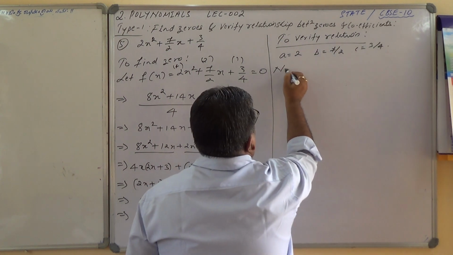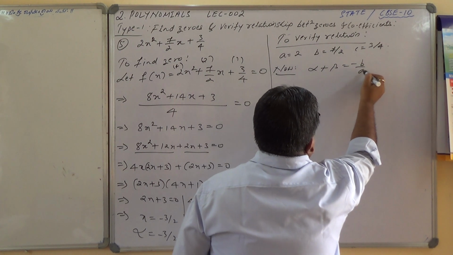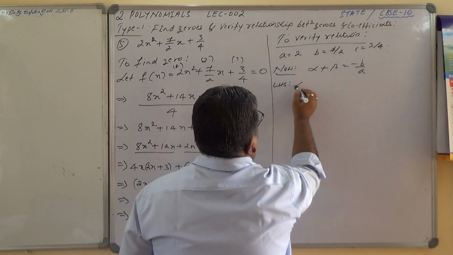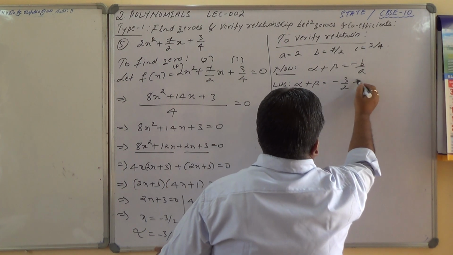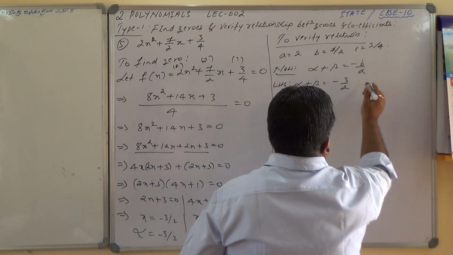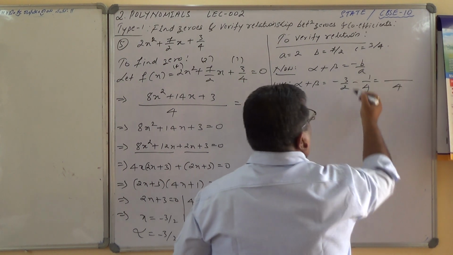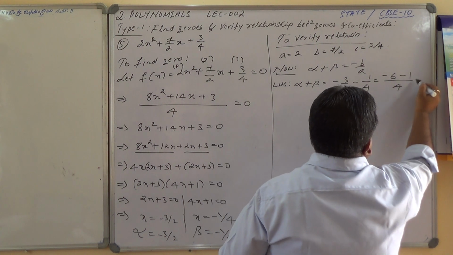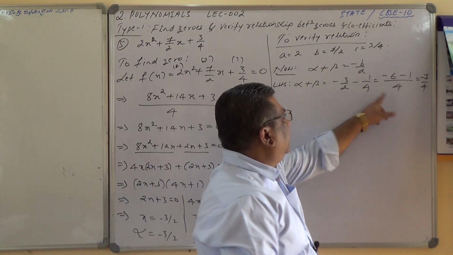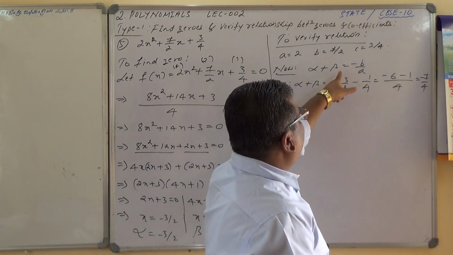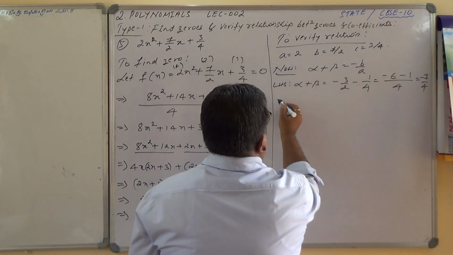Now, alpha plus beta equals minus B by A. LHS alpha plus beta equals minus 3 by 2 minus 1 by 4 here. So LCM is 4 here. So minus 6 minus 1, which is minus 7 by 4. Let me check here. 4 is the LCM, 2 2s are 4, so 2 into 3, 6, minus 6 minus 1, minus 7 by 4. Okay, minus B by A, RHS.